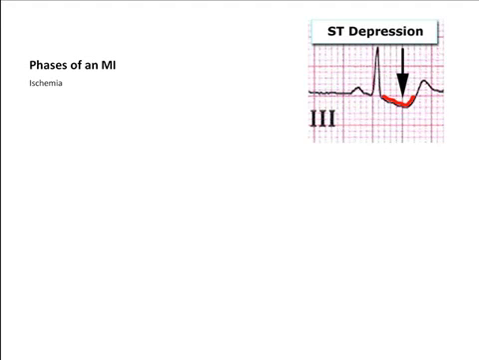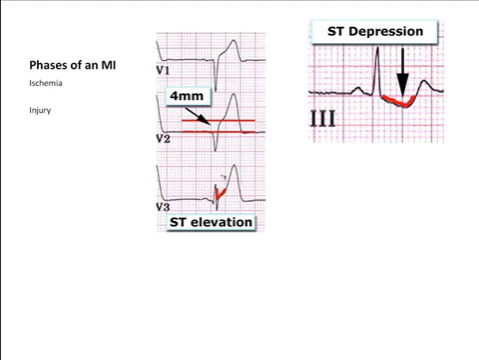Now is a good time to quickly review the three phases of an MI. The beginning phase is ischemia, characterized by ST depression or inverted T waves. This is usually seconds to minutes after the onset of the event. The second phase is injury, characterized by ST elevation. This is usually minutes to hours after the onset.